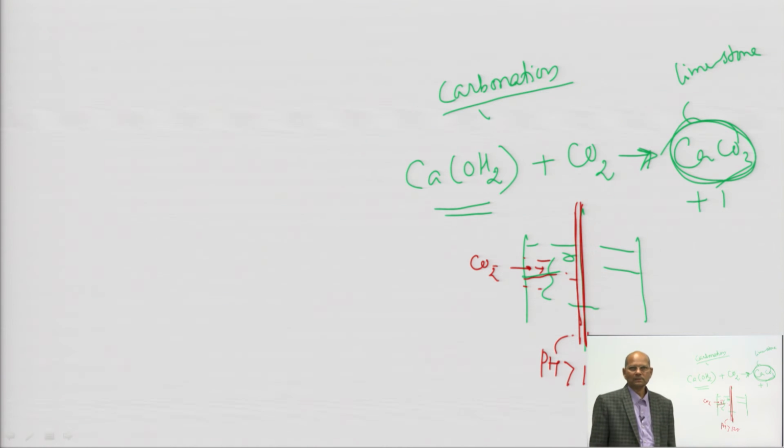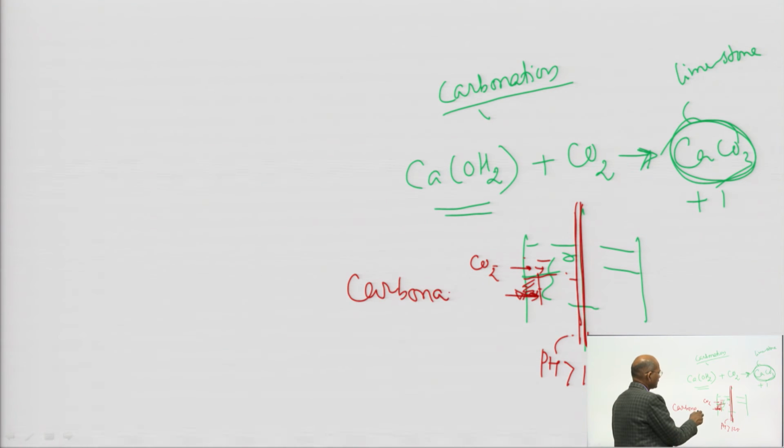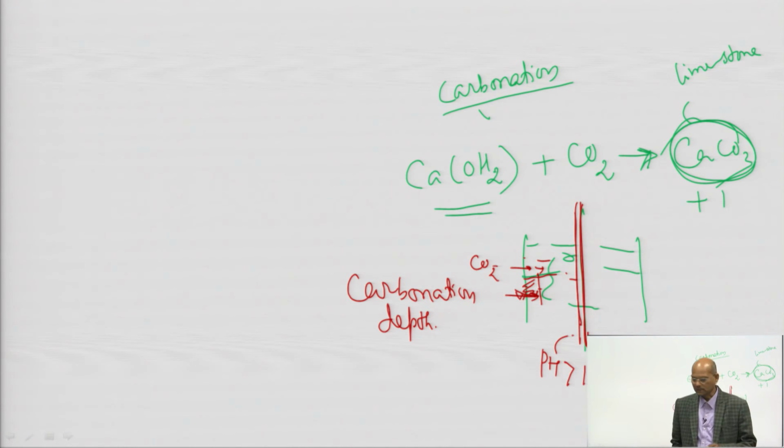The carbonation test we do by phenolphthalein. We just spray the phenolphthalein indicator, and if it becomes colorless, say this part has become colorless, this depth up to which we have lost the calcium hydroxide, which has been converted into calcium carbonate, is called the carbonation depth. Okay, so this is the thing we have discussed.